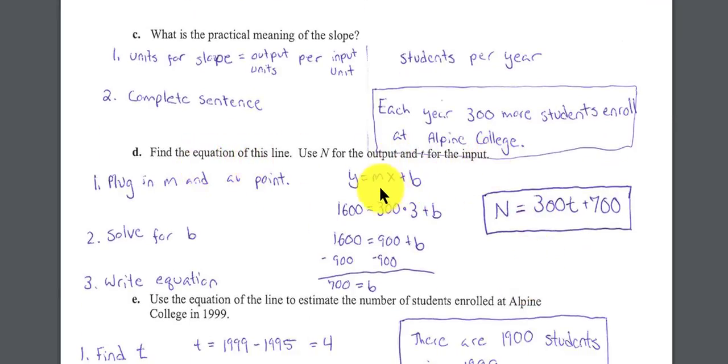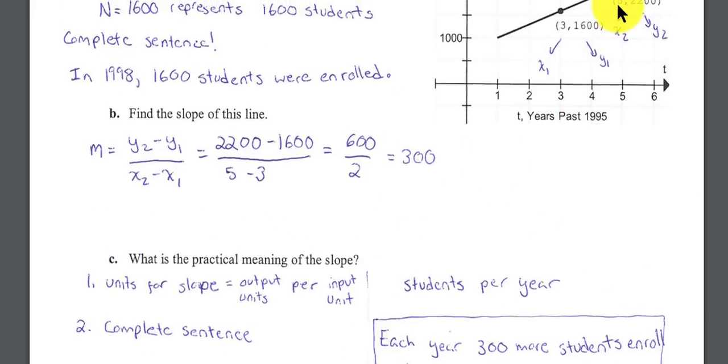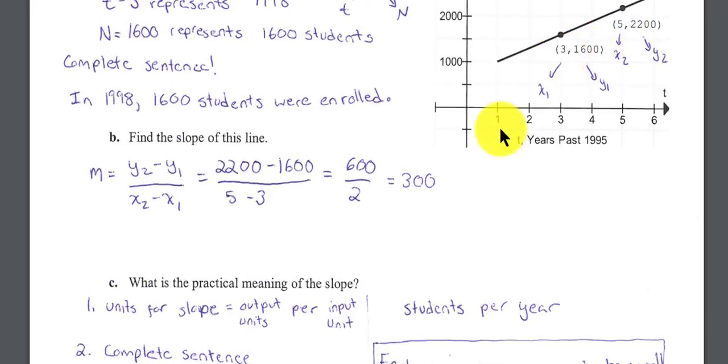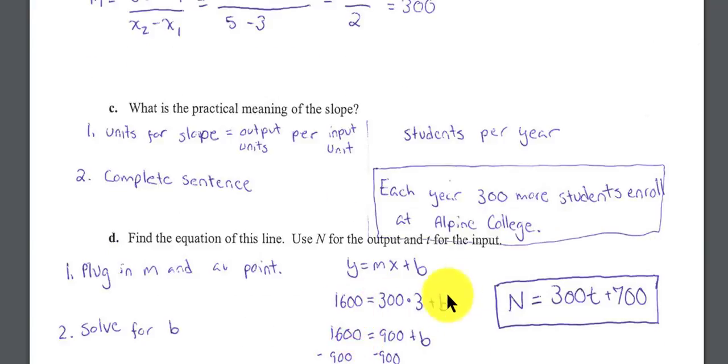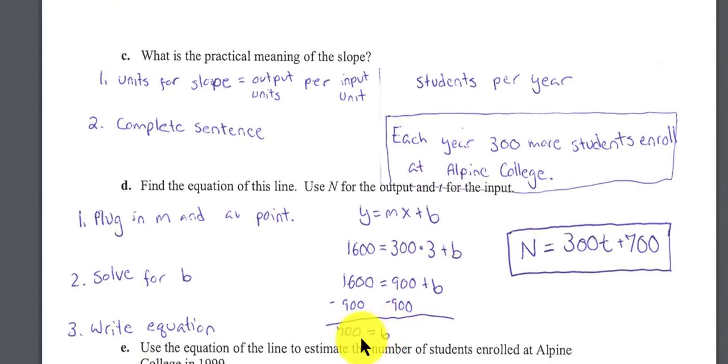Find the equation of the line. Well, we know the equation of any line is y equals mx plus b. And we know what m is. We found that. That's the slope. And we can substitute an x and a y from these 2 points. So I can either put in 3 for x and 1600 for y, or I could use the points 5 and 2200. Doesn't matter which point I use, I should end up with 700 as b. So we'd have y equals 300x plus 700, but they did ask us to use the letter n and t. So instead of y, we use n. Instead of x, we use t.